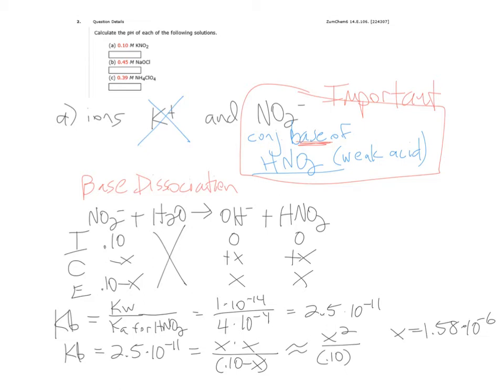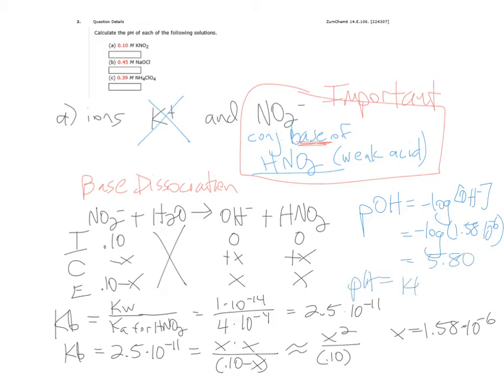So from that we can do a pOH calculation, taking the negative log of hydroxide, and then we'll subtract from 14 to get pH. That one works out to be 5.8. pH then would be 14 minus that number, and gives us 8.2. And that would be our final answer for part A. Moving on to part B.